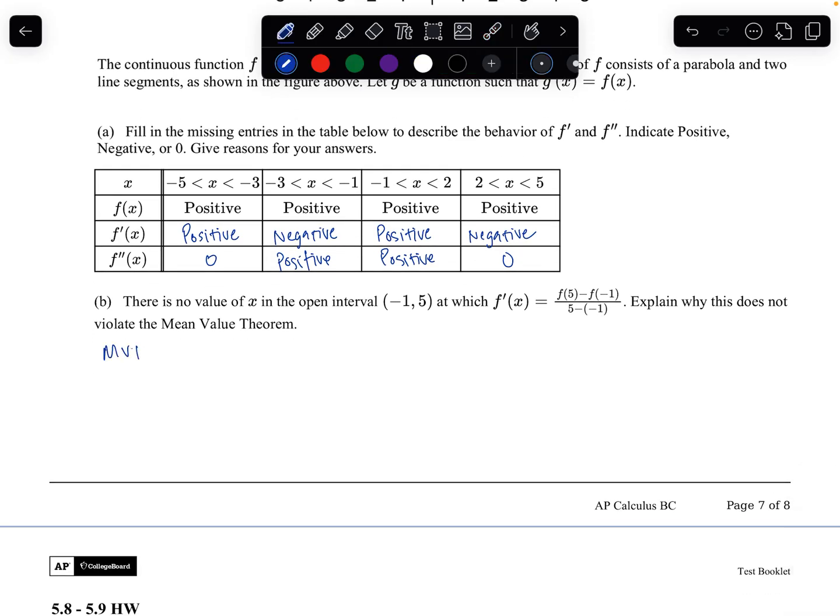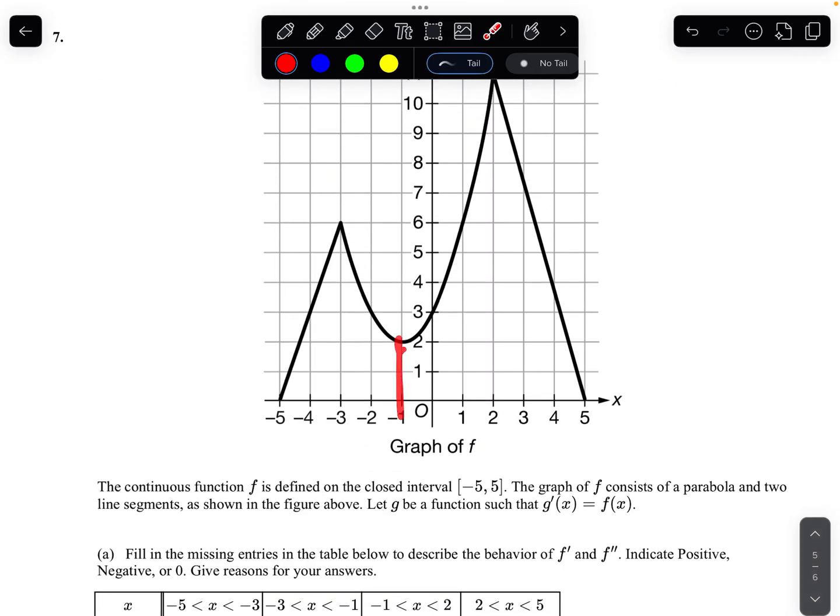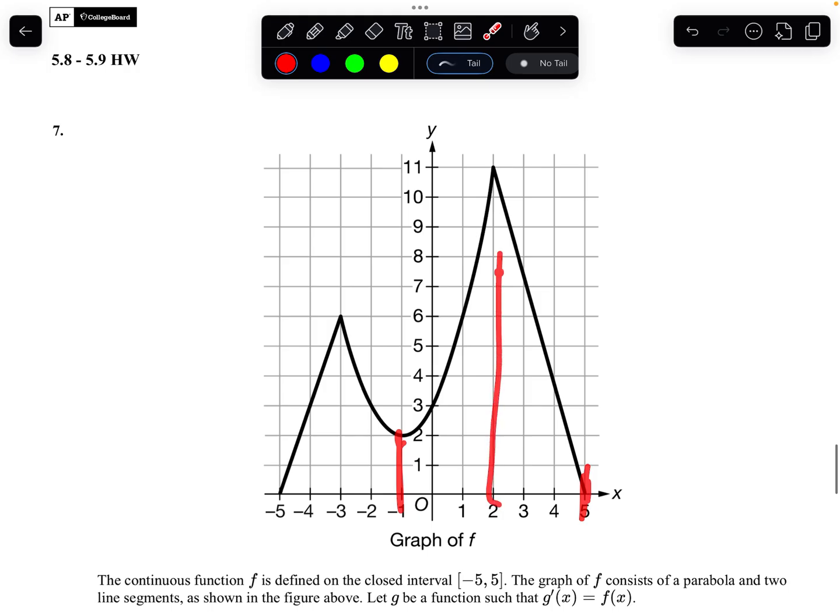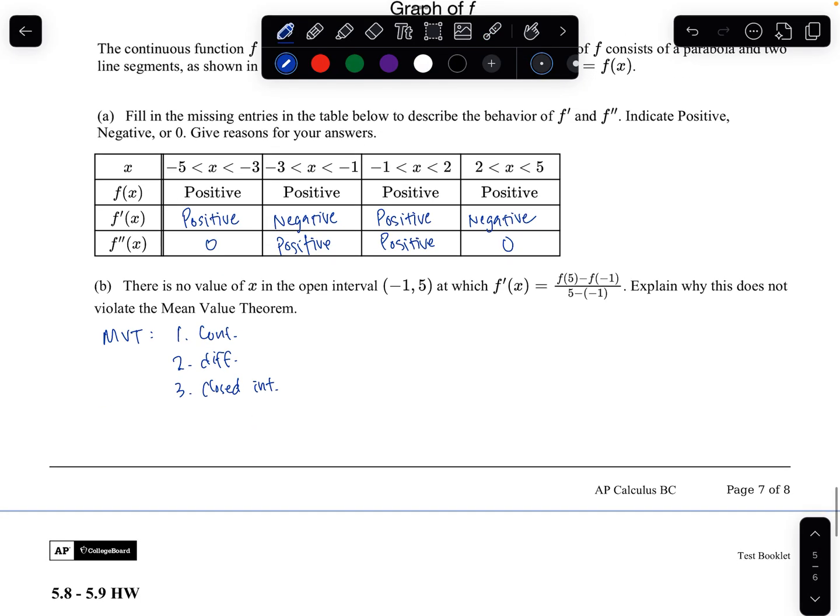So the mean value theorem has, I guess you could say, 3 conditions: 1, it's continuous, 2, differentiable, 3, closed interval. And then the thing is from -1 to 5, it is continuous, but it's not differentiable at 2. So f is not differentiable at x equals 2.